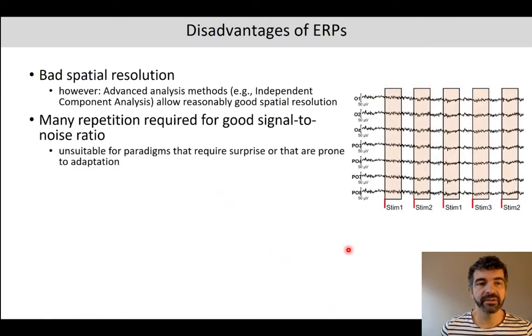Another disadvantage is that you need a lot of repetitions to get a good signal to noise ratio. So this could be unsuitable for paradigms where you have, for example, surprise trials. If you're interested in how people respond to a seldom stimulus, that would be difficult to assess because you would have to present it like 50 or 100 times, and then participants get adapted.